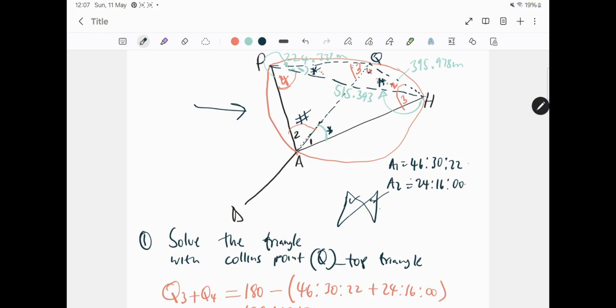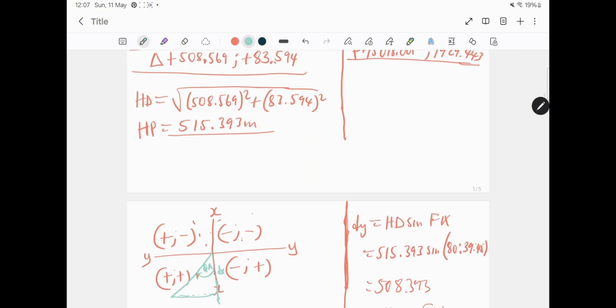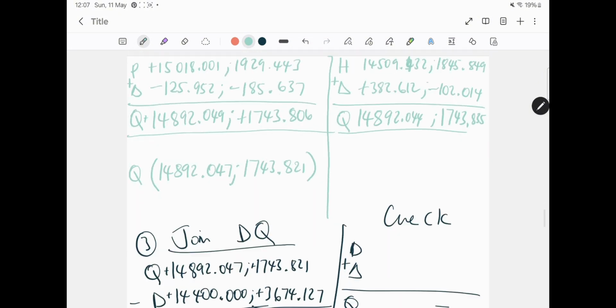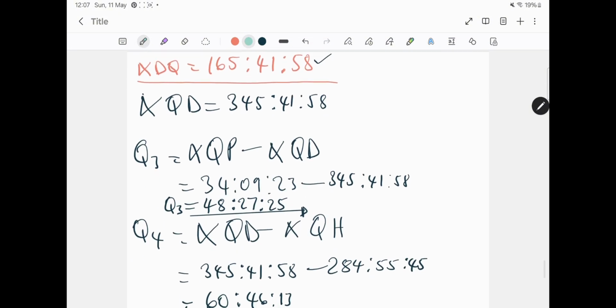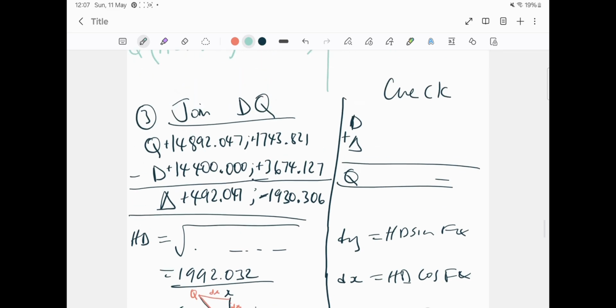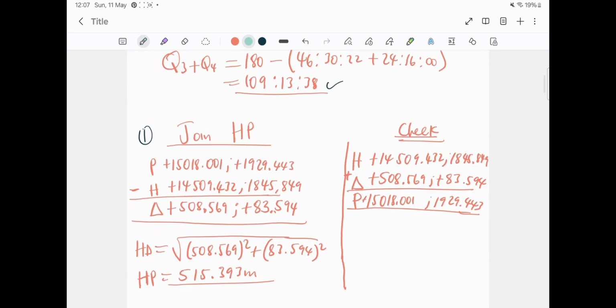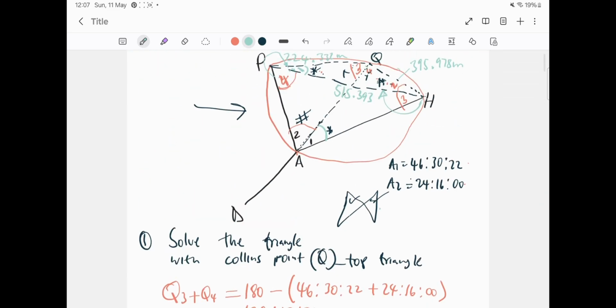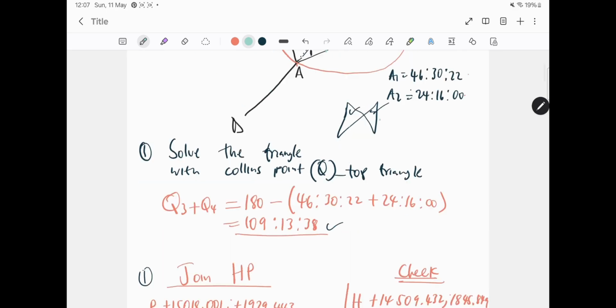So now that we have found this angle, we can come and put them here in this bottom triangle. So in this bottom triangle here, now we know that 4, we found 4 as what? The individual angle of Q4. We found it as 60, 46, 13. We come and put it in our sketch. So it's 60, 46, 13. The 3, we found it as what?